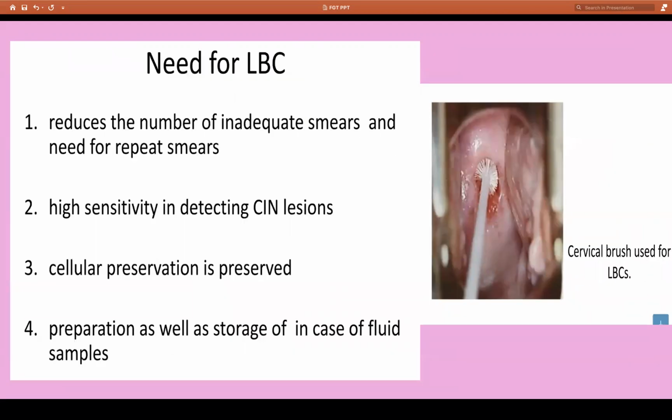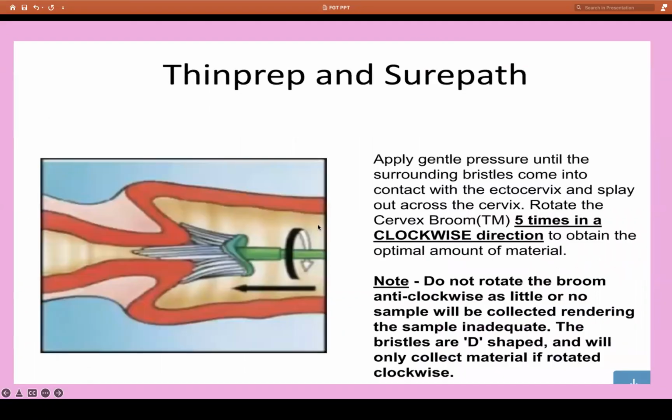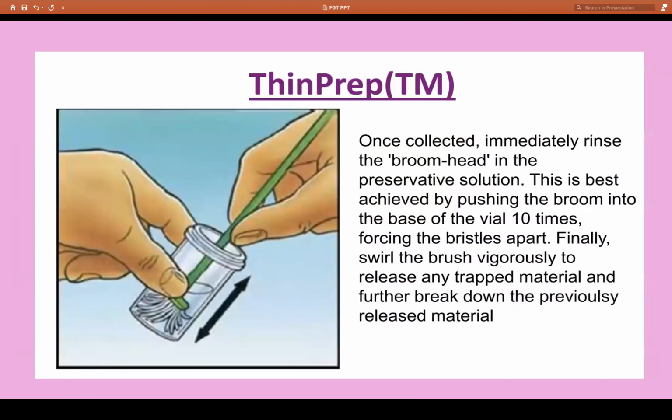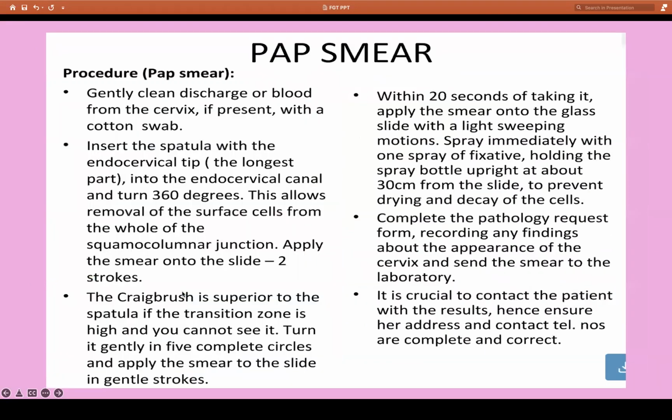Liquid based cytology is highly sensitive in detecting cervical intraepithelial neoplasia. How to use that thin prep? With this brush, you will just apply it gently, and then rotate it 5 times in a clockwise direction, never anti-clockwise, after you finish. Then take your broom and swirl inside the bottle 10 times vigorously so that all the material, all the cells, go in the bottle.